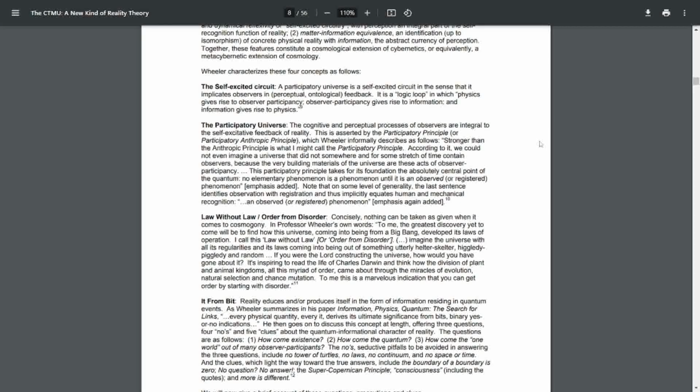Stronger than the anthropic principle is what I might call the participatory principle. According to it, we could not even imagine a universe that did not somewhere and for some stretch of time contain observers, because the very building materials of the universe are these acts of observer participancy. This participatory principle takes for its foundation the absolutely central point of the quantum: no elementary phenomenon is a phenomenon until it is an observed or registered phenomenon. Note that on some level of generality, the last sentence identifies observation with registration and thus implicitly equates human and mechanical recognition, an observed or registered phenomenon.